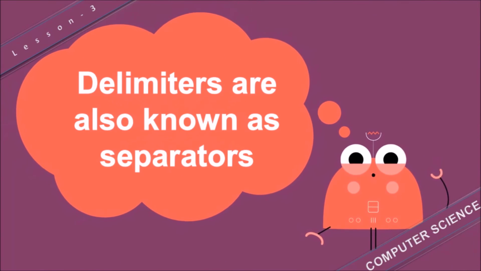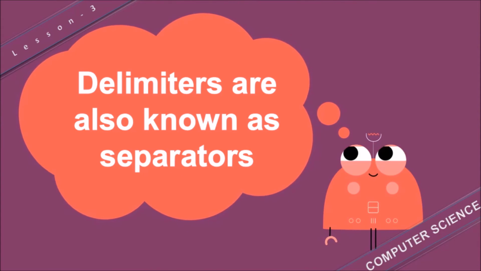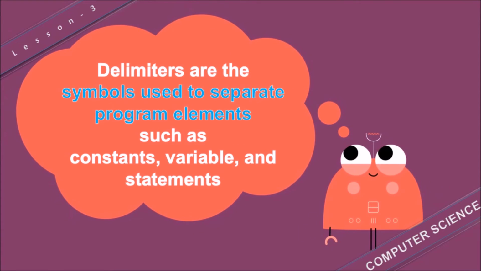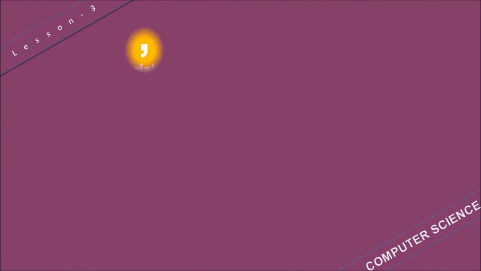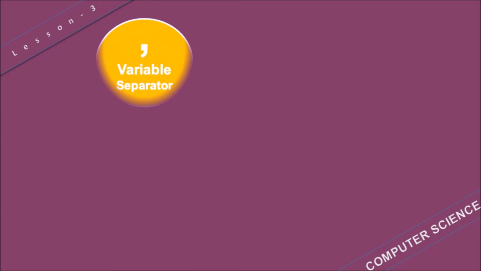Delimiters are also known as separators. Delimiters are the symbols or characters used to separate program elements, such as constants, variables, and statements. When declaring multiple variables, we use a comma to separate them. So comma is a delimiter.